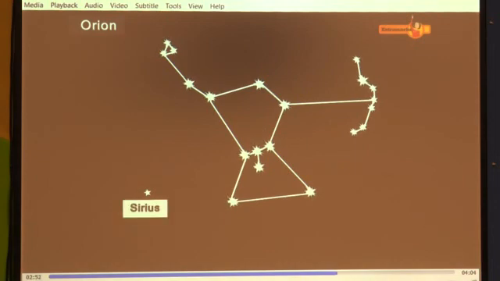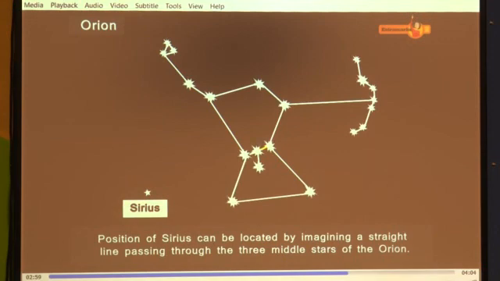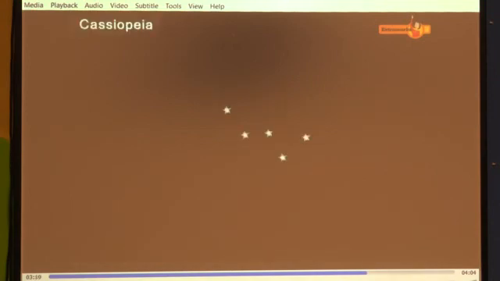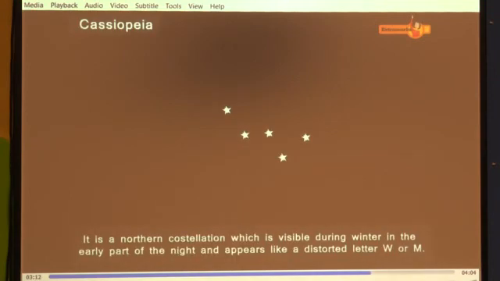Have you heard about Sirius? It is a very bright star. We can locate the position of Sirius by imagining a straight line passing through the three middle stars of Orion. Another famous constellation is Cassiopeia. It is a northern constellation which is visible during winter in the early part of the night and appears like a distorted letter W or M.